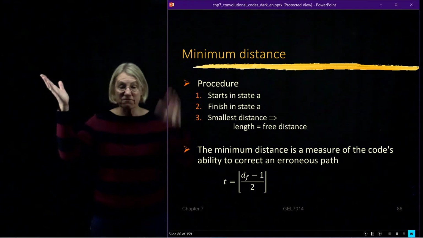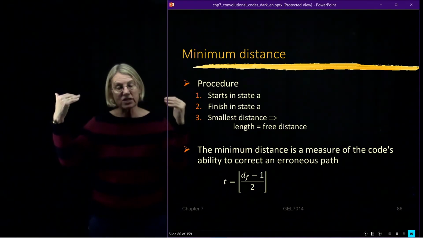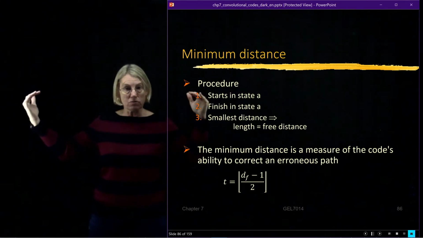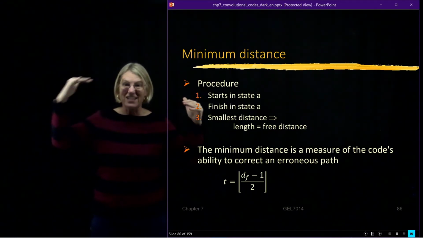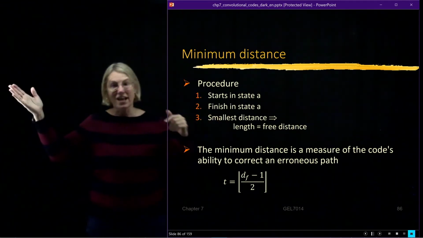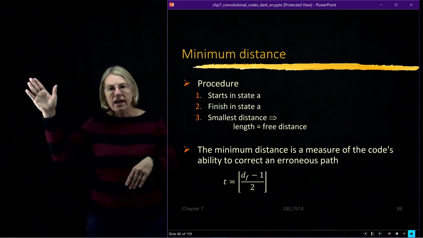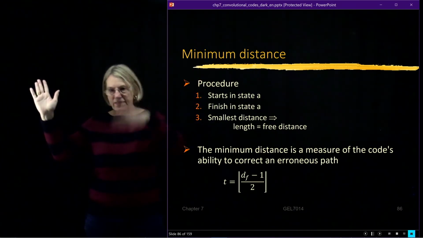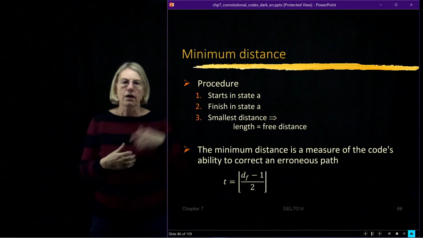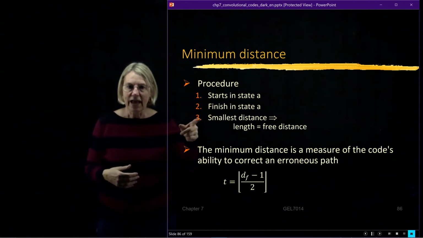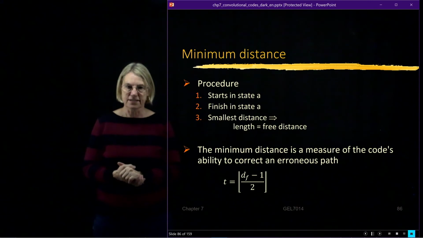Why do I start at state A and finish at state A? Because my whole point was I was going to compare it to a path that was all zeros. And the path of all zeros is state A, state A, state A, state A. So it starts at A and it ends at A for sure. So now I look at all the paths. They could start at A, end at A, and they can do anything in between. So I check all of those, and I look for the smallest distance.